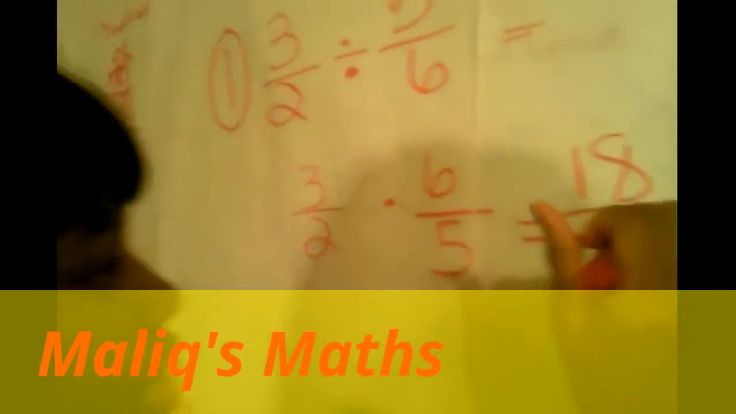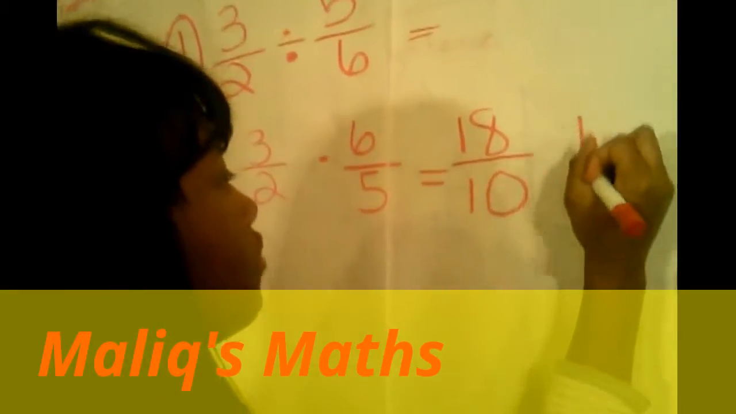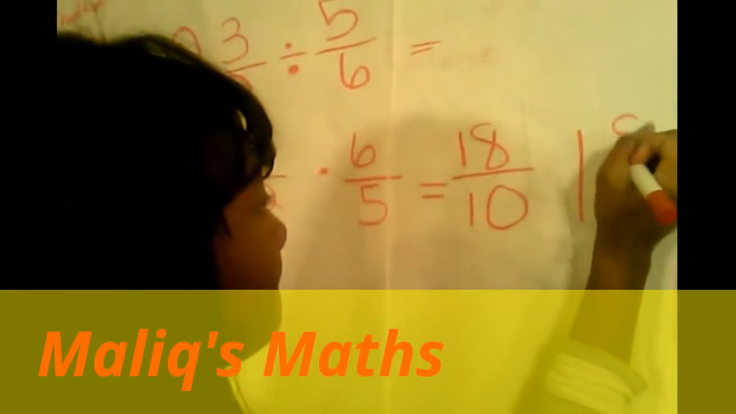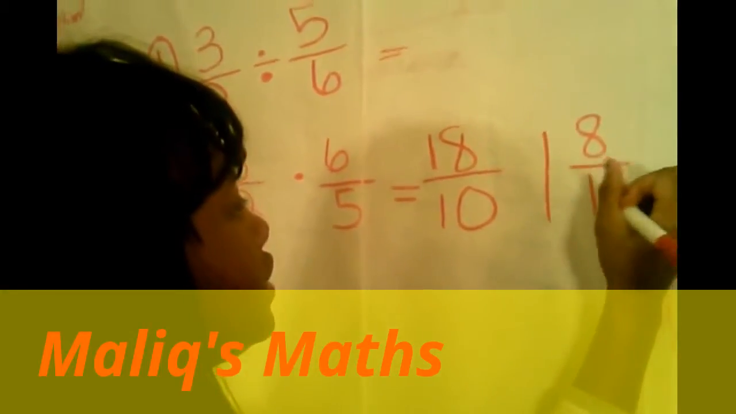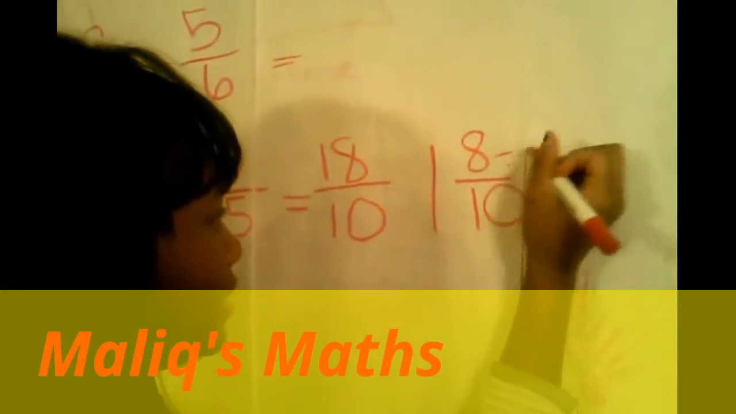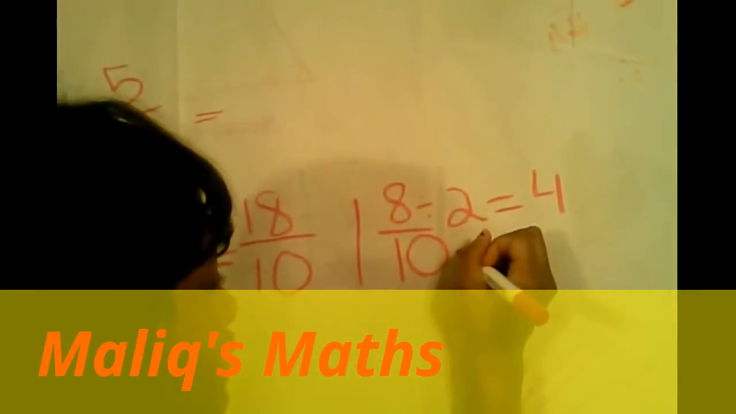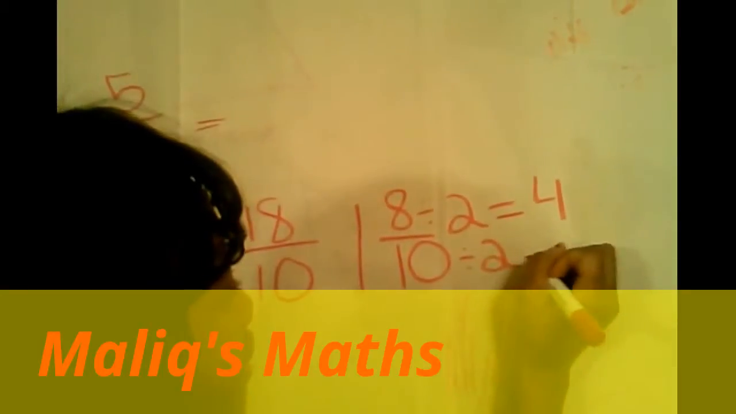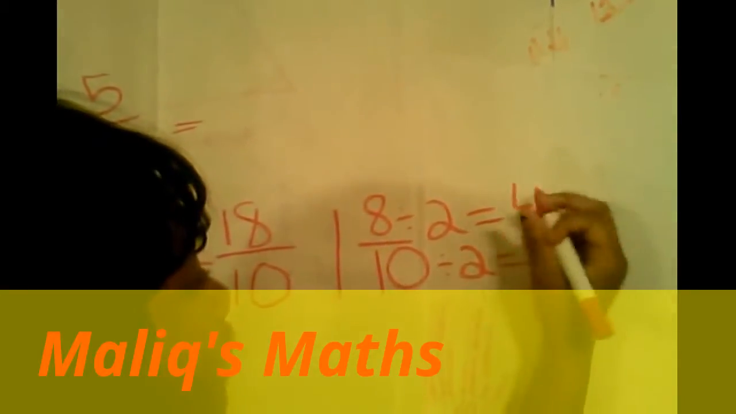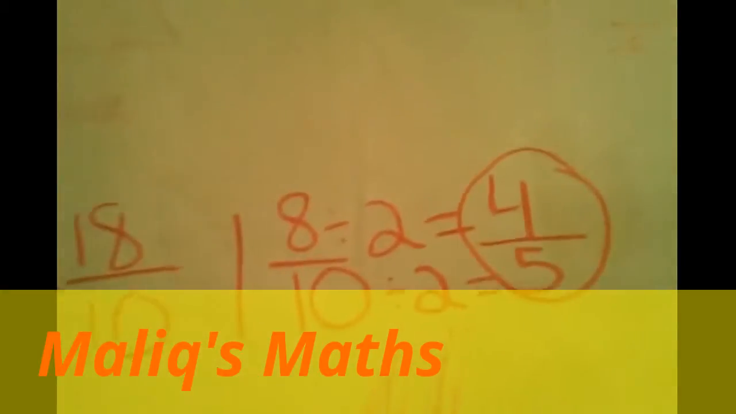So 10 goes into 18 1 time, remainder 8 over 10. Then you divide 8 divided by 2 and you get 4. Then you divide 10 divided by 2 and you get 5. And the answer to this is 1 and 4/5.